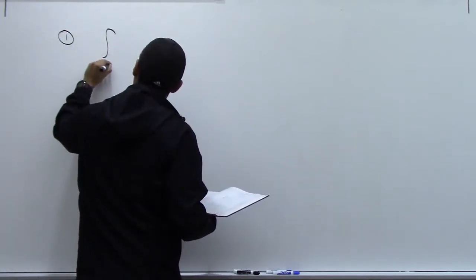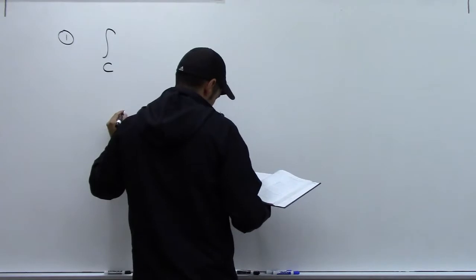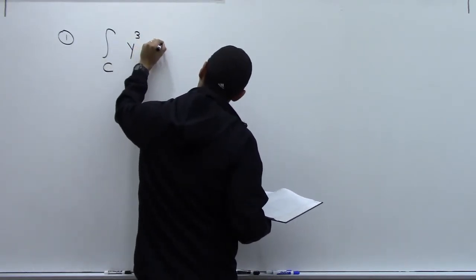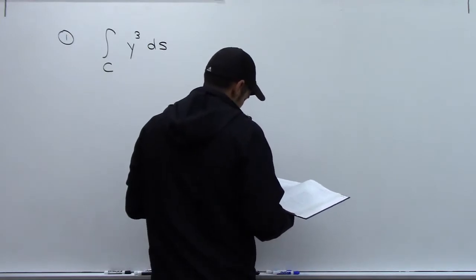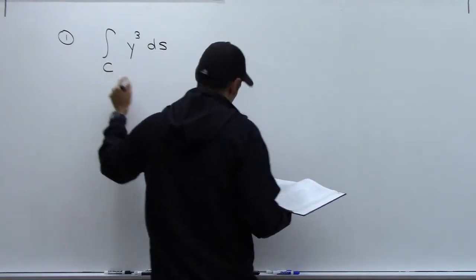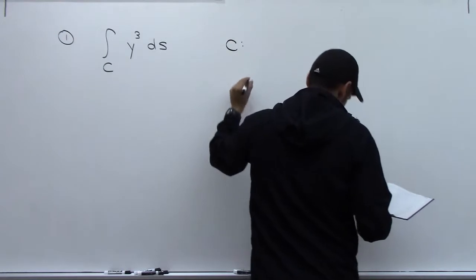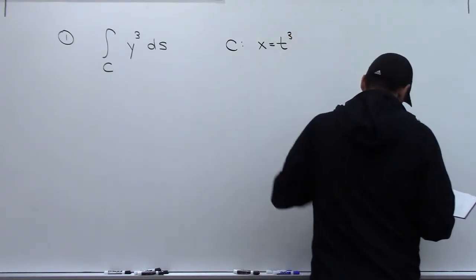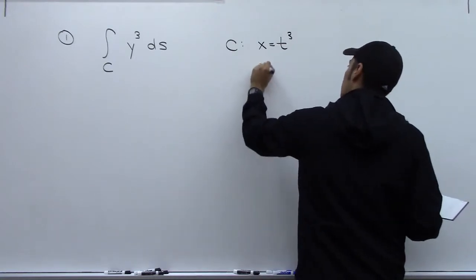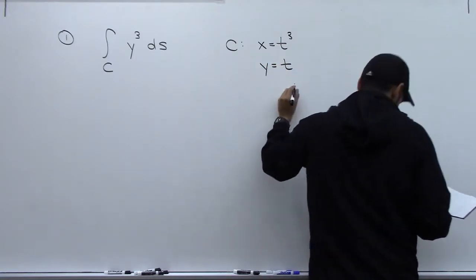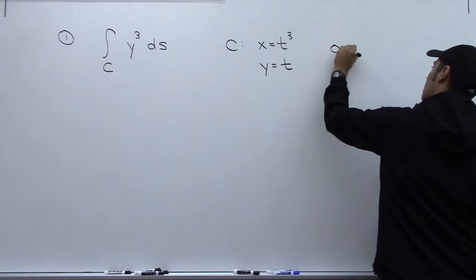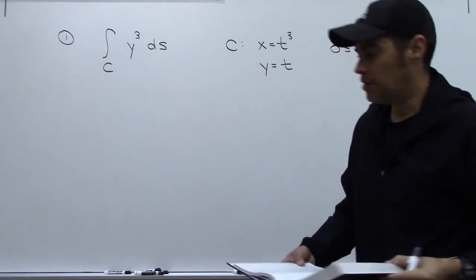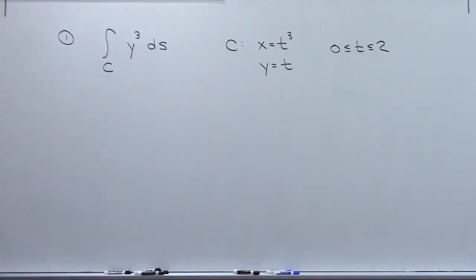For the line integral of the scalar function y cubed with respect to s, which is arc length, over the curve C, where C is given to us by the parametric equations x equals t cubed, y equals t, and t is bounded between 0 and 2.